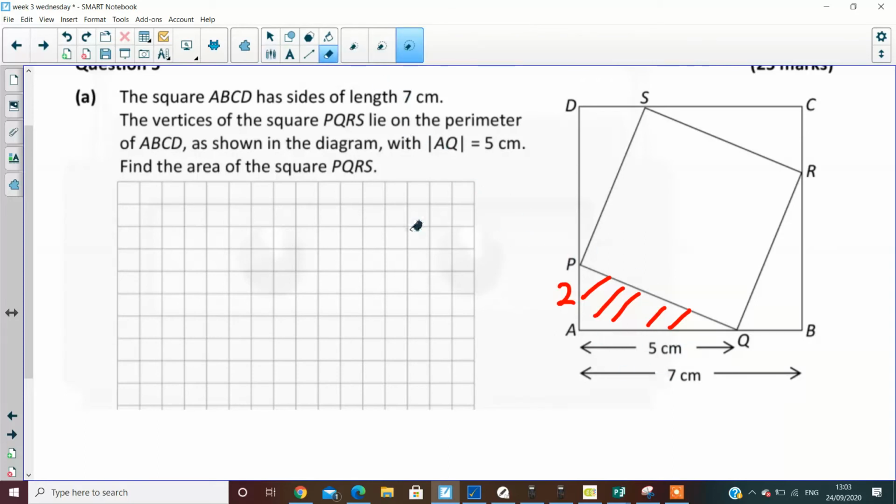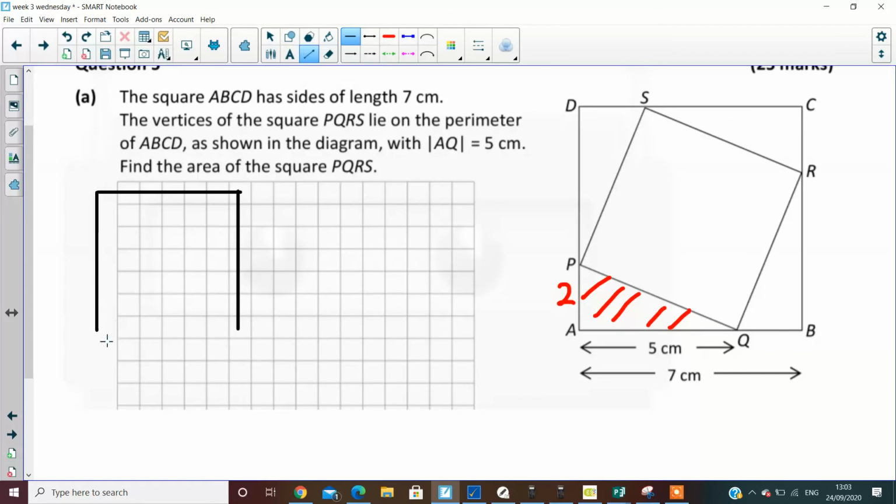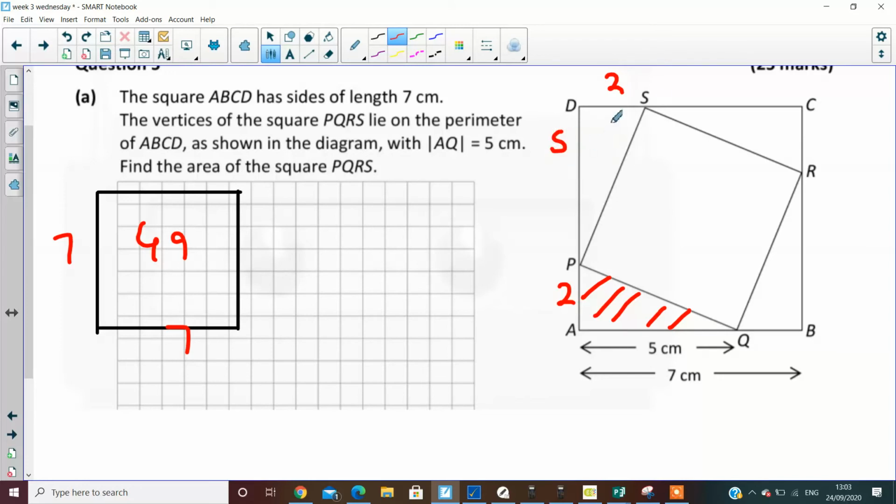You can do the big square, which is going to be 7 by 7. Would you agree with that? And what's 7 by 7? 49. What's the size of every triangle? 2 by 5. Would you agree with that? And what's the area of a triangle?